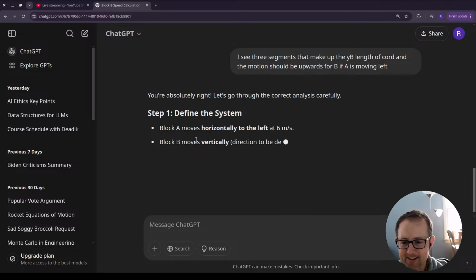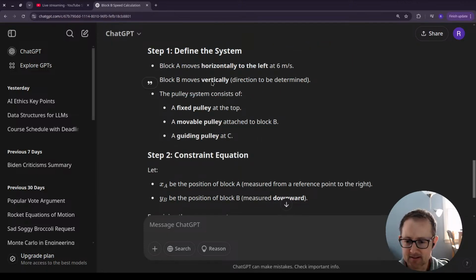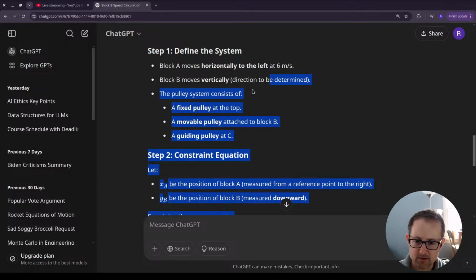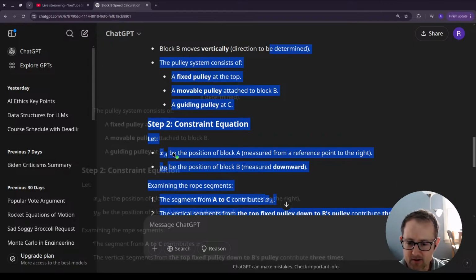And yeah, it never wants to argue with us. I think that's just by design. Maybe you could make an AI system that does argue with you. So it's moving to the left at 6, vertical direction to be determined. Now, I just told you what direction I wanted it to be, but that's okay. We'll see how it goes.